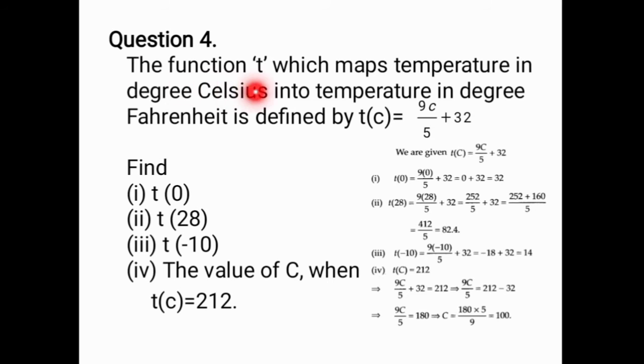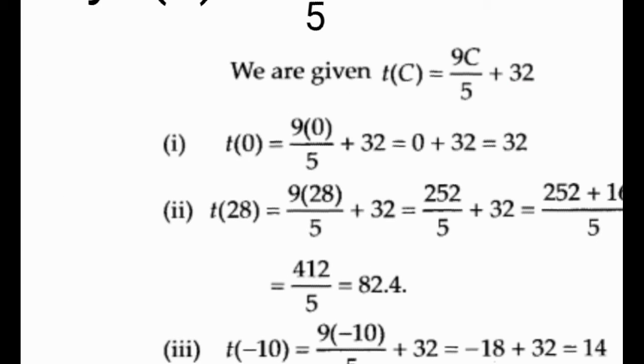The function T, which maps temperature in degrees Celsius into temperature in degrees Fahrenheit, is defined by T of C equal to 9C divided by 5 plus 32. Find T of 0, T of 28, T of minus 10, and the value of C when T of C equals 212. It is also very easy.